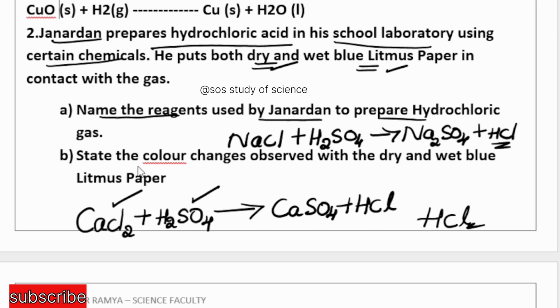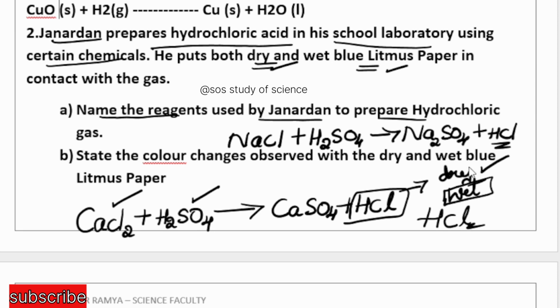What is my further question? State the color changes observed with dry and wet blue litmus paper. So ಇಲ್ಲಿ ಬಂದಿರುವಂತ HCl ಗೆ, whatever HCl we have received here, I am taking the dry litmus paper near this HCl and also I am taking the wet litmus paper. What is your observation is the next question. See, when I take dry litmus paper near HCl, it does not show any change in the color, my dear students. But when I take wet litmus paper, it changes.